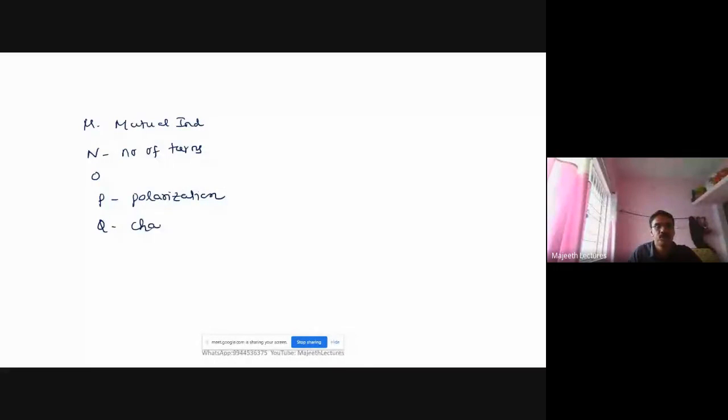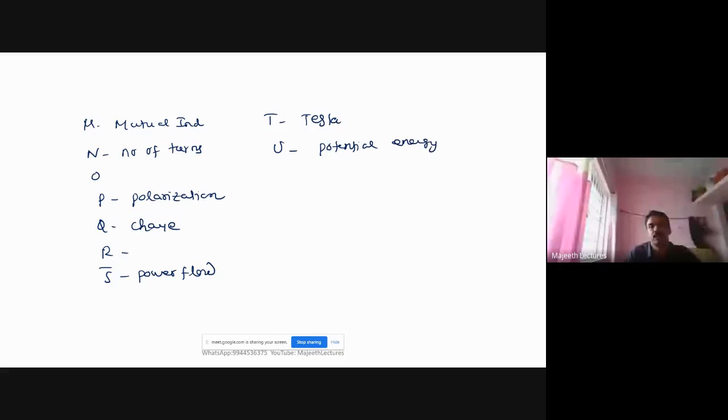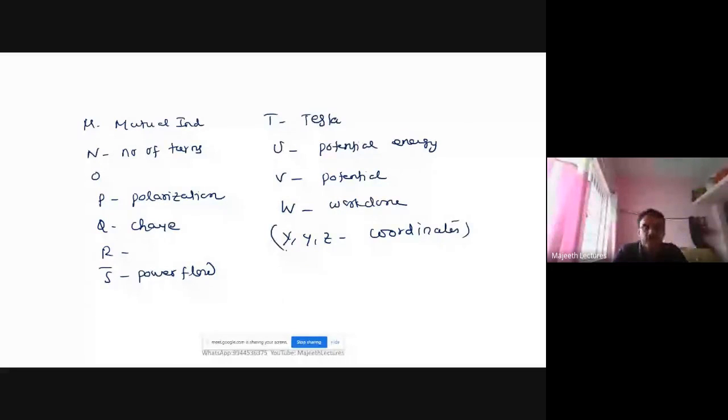Q, charge. R, resistance will come. S, power flow, that we will deal in the next class. Right? T, Tesla. U, potential energy. V, potential. W, work done. X, Y, Z coordinates. These notations we are using widely, right? So these things we must know.